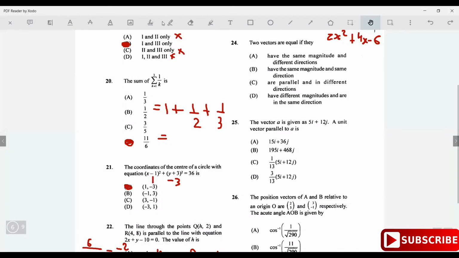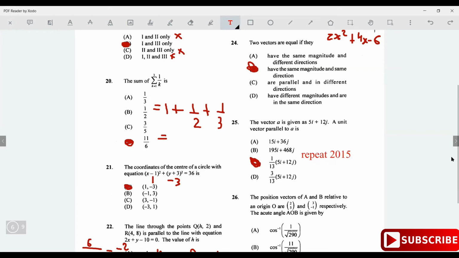All right, next one. Question 24 says two vectors are equal if they have the same magnitude and same direction. Easy. Question 25 is a big repeat. It is a repeat from every year pretty much. This is a repeat from 2015, I think.